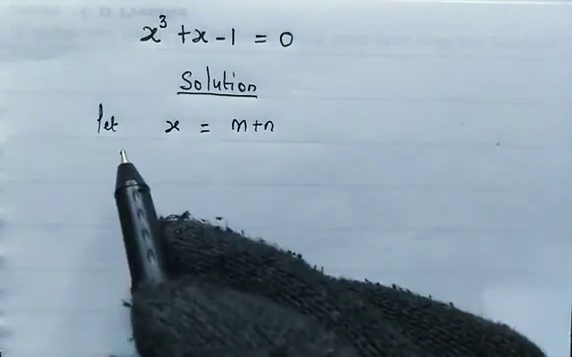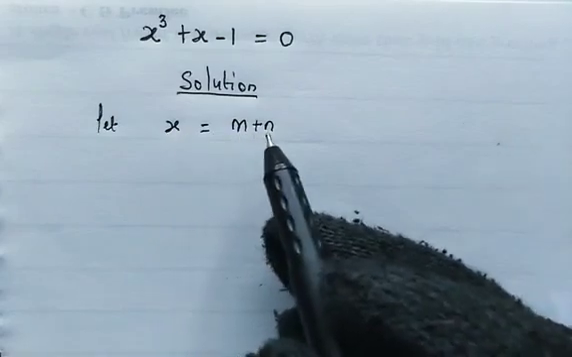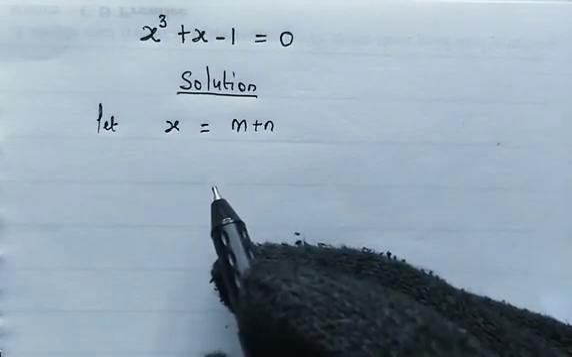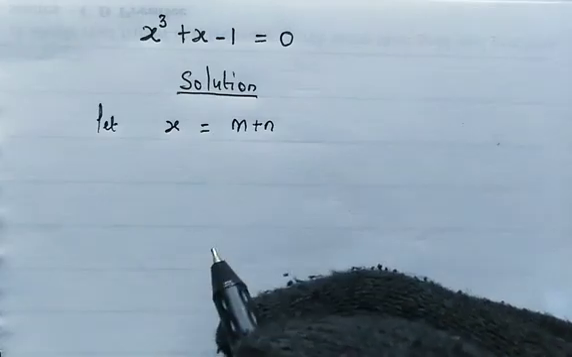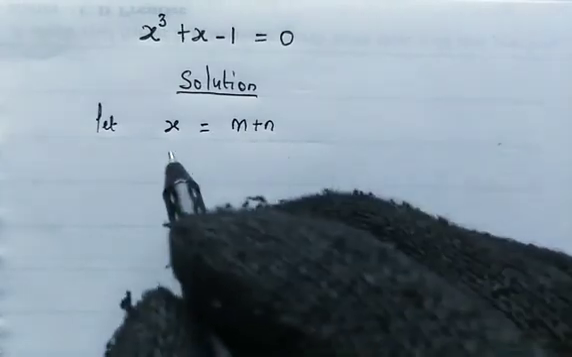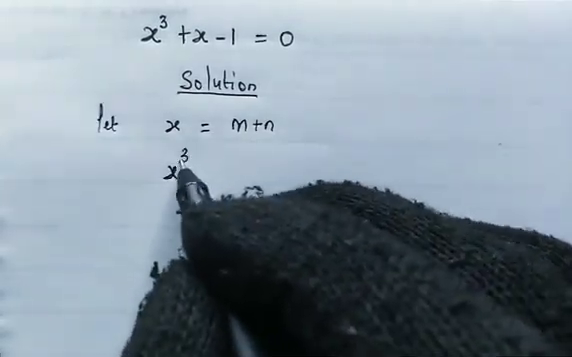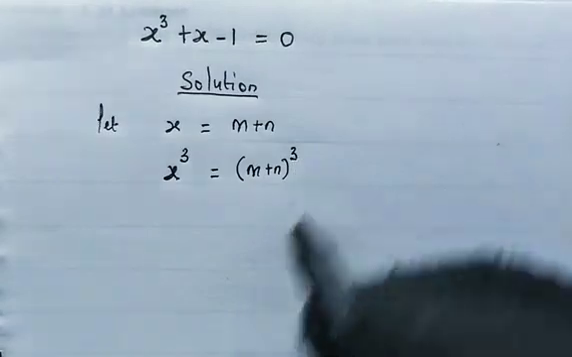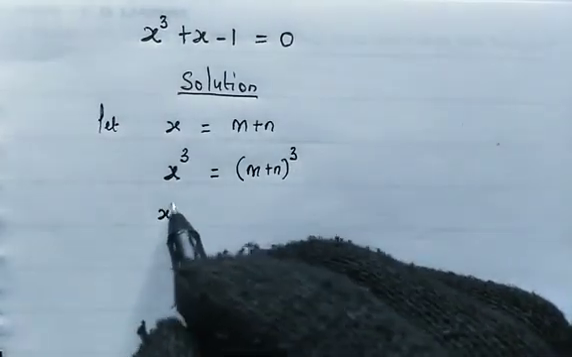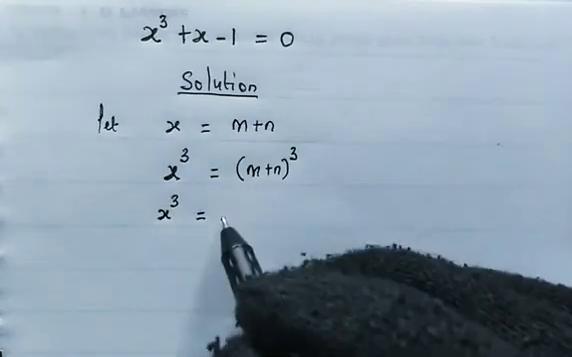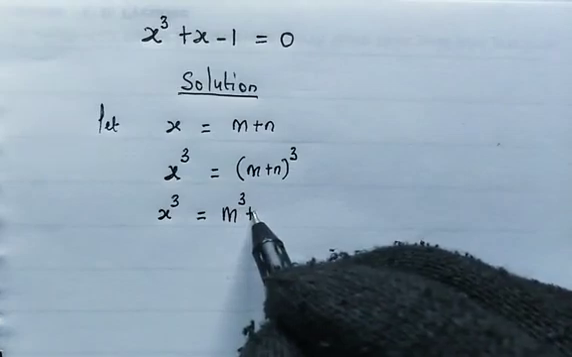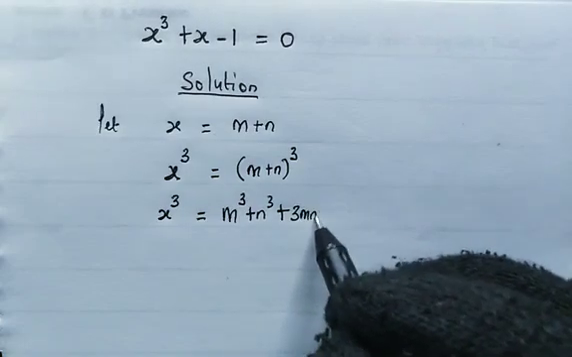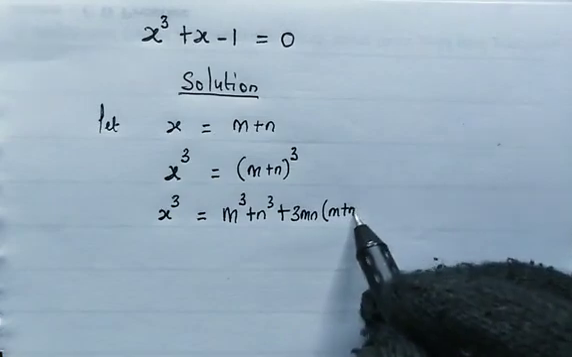Here we're going to start with a substitution by letting x equals m plus n. Our goal is to obtain another cubic equation with coefficients of m and n. Now let's go ahead and cube both sides. Here we get x cubed equals (m plus n) cubed. Now here we have x cubed equals m cubed plus n cubed, then plus 3mn times (m plus n).